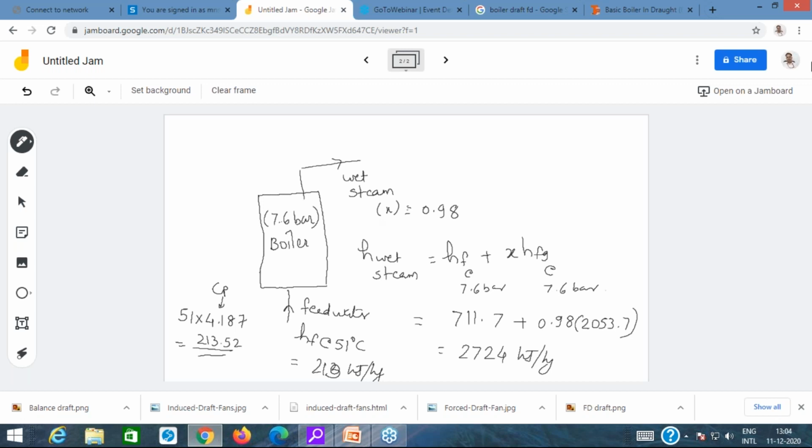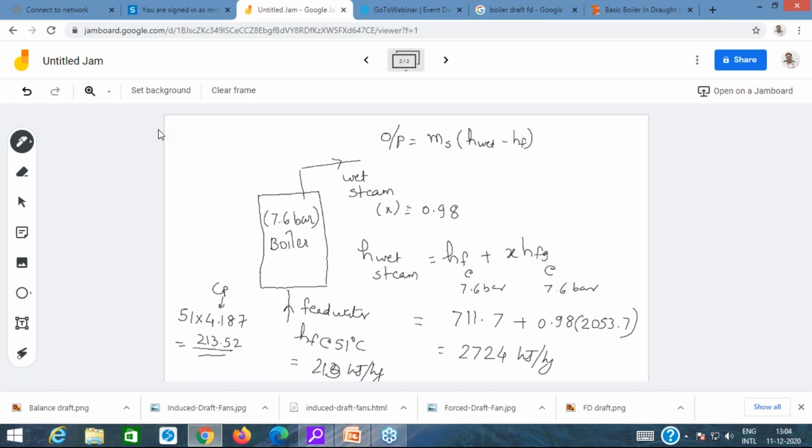Once you get the value of H steam and HF feed water, you calculate the thermal output of the boiler. Now, how do you calculate the output of the boiler? The output of the boiler is mass flow rate of the steam into H of wet steam minus H of feed water.